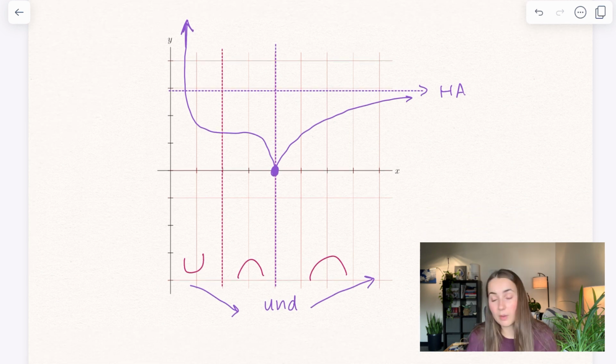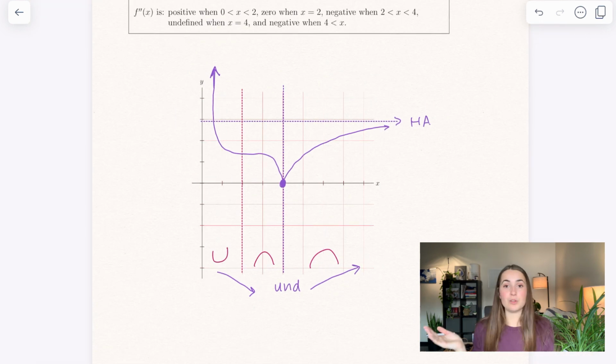Here is all my notes on the bottom. That's how I like to visualize it. It's very helpful for me. If you have a different way of doing it, that's great.